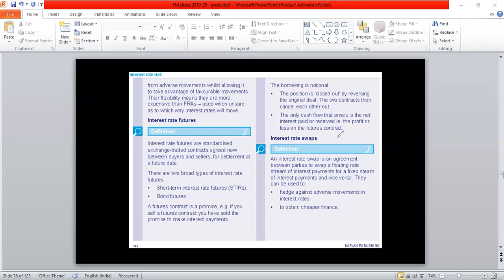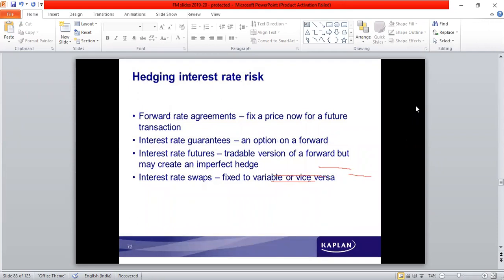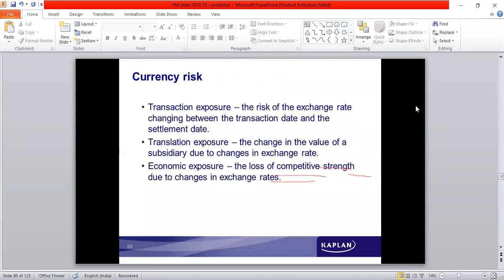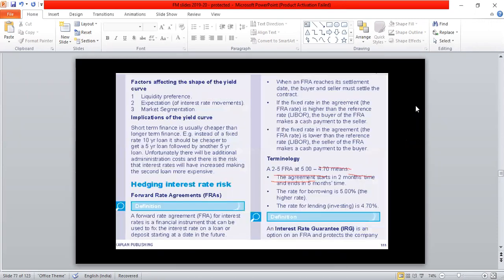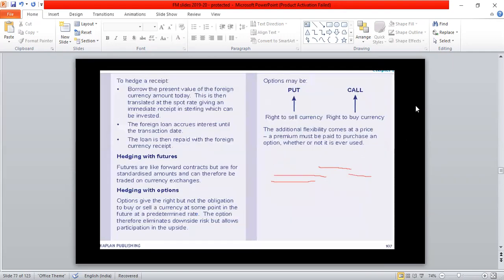An interest rate swap is an agreement between two parties to swap a floating rate stream of interest payments for a fixed stream of interest payments and vice versa. They can be used to hedge against adverse movements in interest rates to obtain cheap finance. So that is the explanation of currency rate risk and interest rate risk. Mostly conceptually you will be tested. I have included additional slides which have the definitions also.